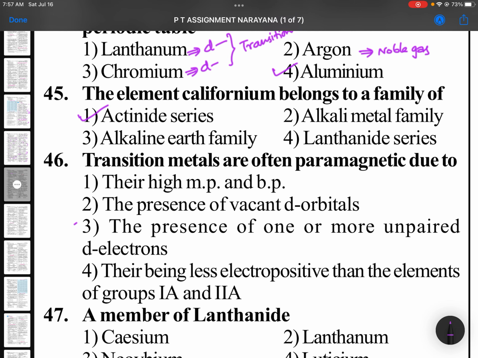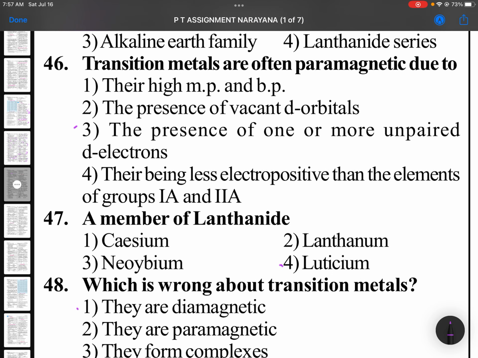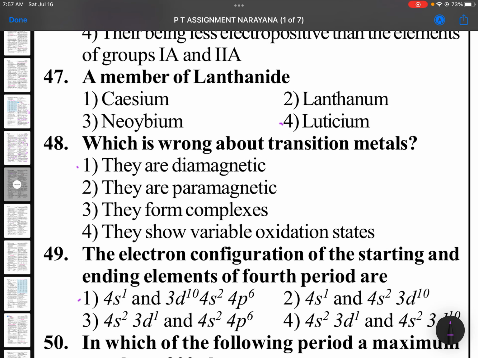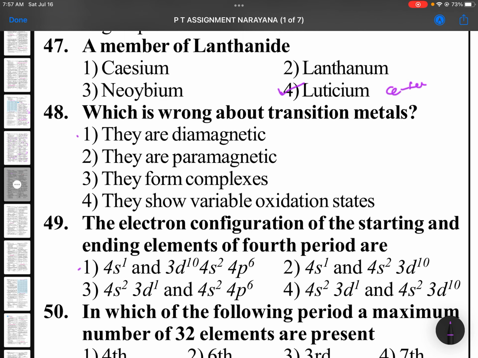Transition metals are often paramagnetic due to unpaired electrons. One or more unpaired electrons is the reason for the paramagnetic behavior. This point we were discussing even in atomic structure. A member of lanthanide is lutetium, cerium to lutetium. Which is wrong about transition metals? They are diamagnetic, it is wrong, because most of them are paramagnetic.